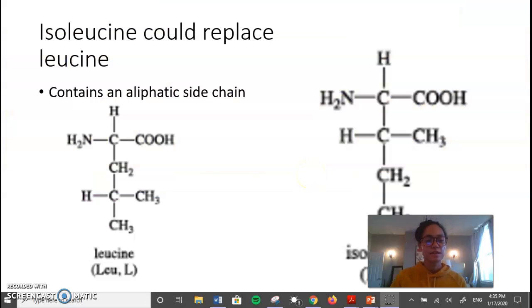So next, I would propose that isoleucine could replace the leucine zipper. I say that because one objective would be to maintain the hydrophobic interior of the helix. The isoleucine has an aliphatic side chain, which we can see right here. An aliphatic side chain that is nonpolar, and that would keep the integrity of the hydrophobic character.